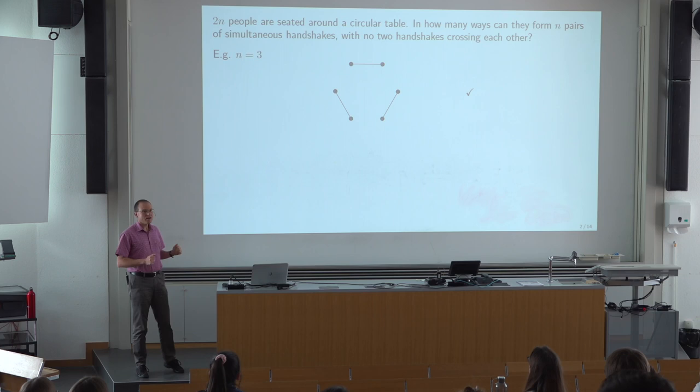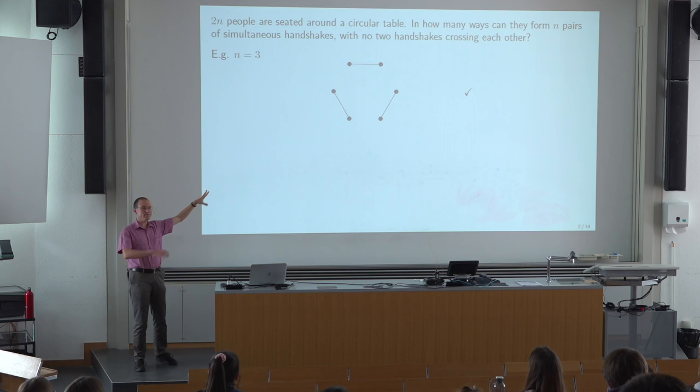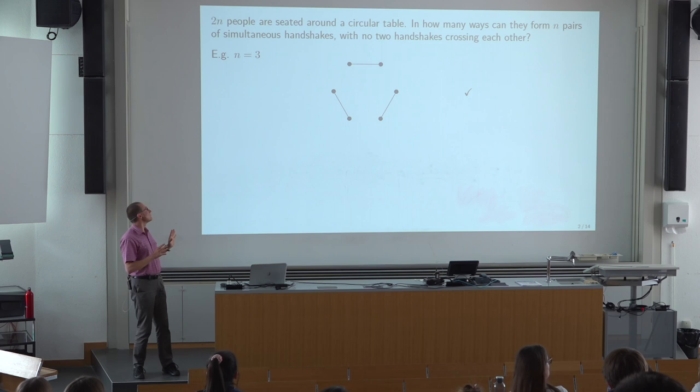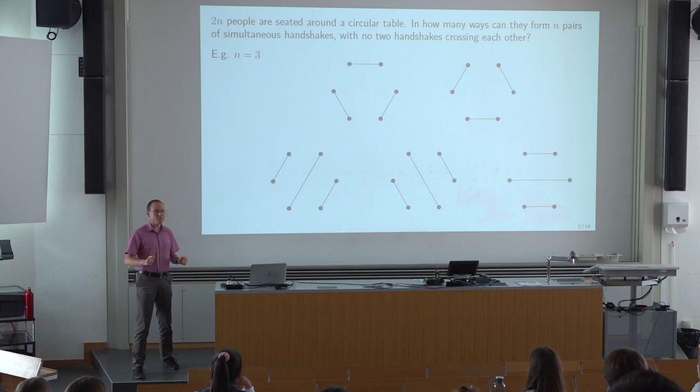How many ways are there when n is equal to 3? That's not the only way. Careful, how many configurations can you build? Not sure if you can find 6. Yes? 5, yes. These are the 5 configurations. When you play a little bit, when you draw it on paper, you see that these are all the configurations.